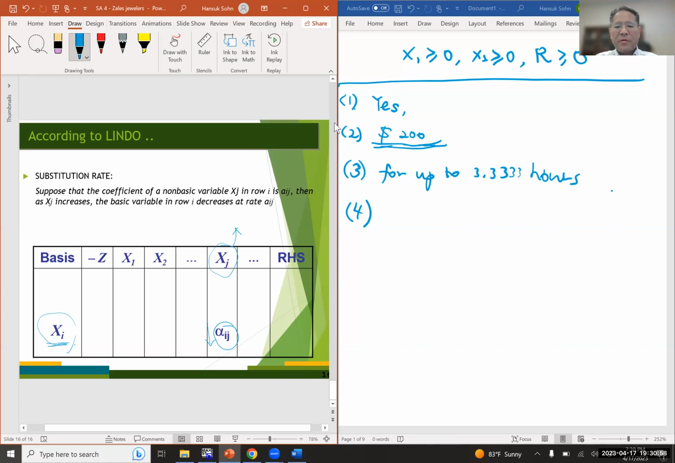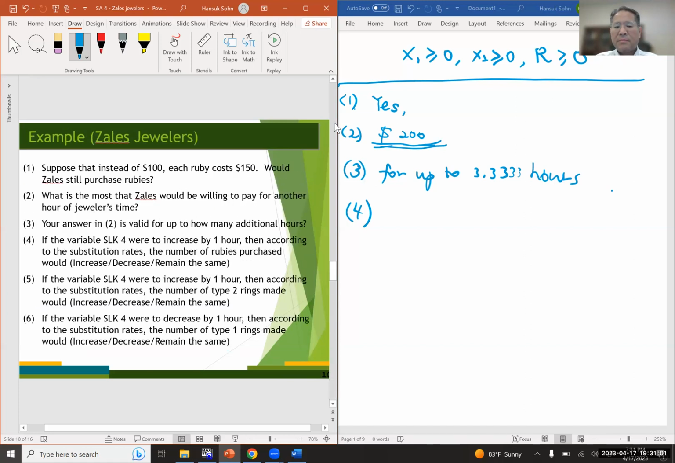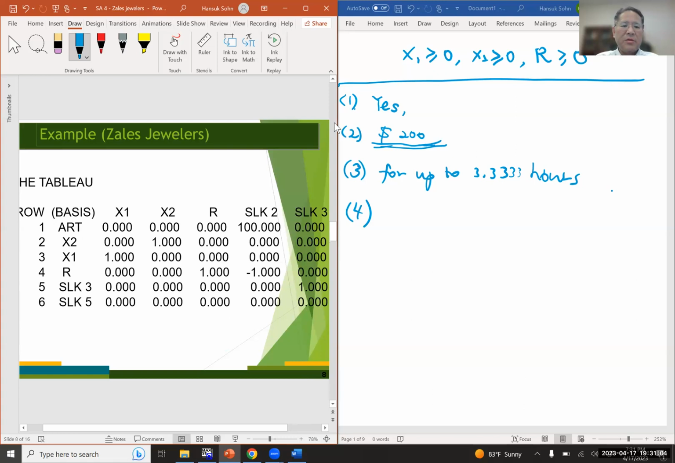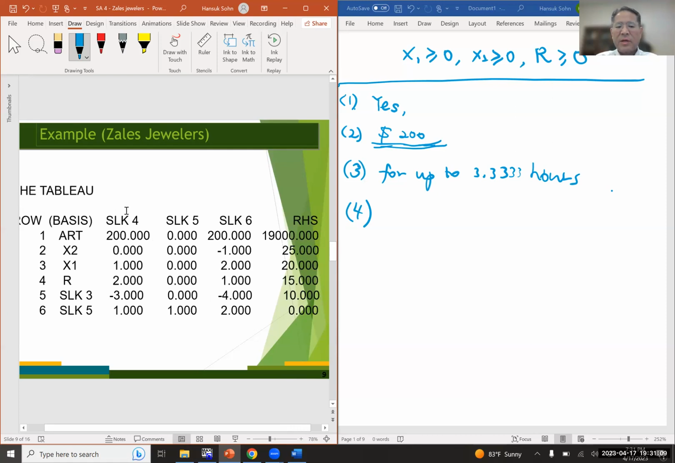So if you go to this one, substitution rate, and we are looking at slack 4, right? So we are looking at the slack 4 column for variable r, right? So we are looking at this column, but specifically for r. So we are looking at this value, okay? So we have positive 2 as the substitution rate of slack 4 for variable r, right?